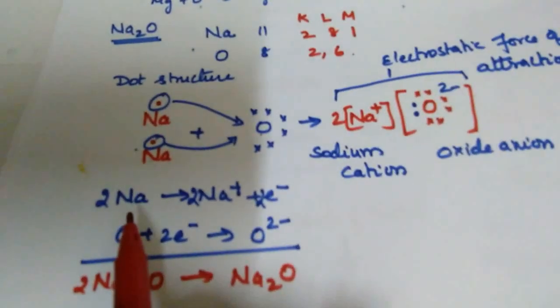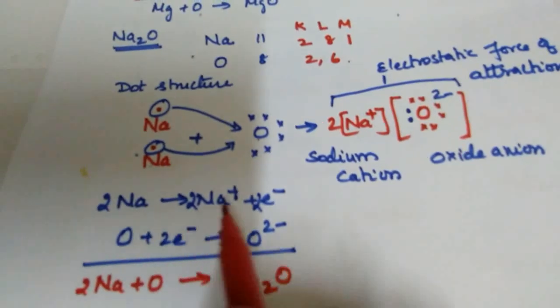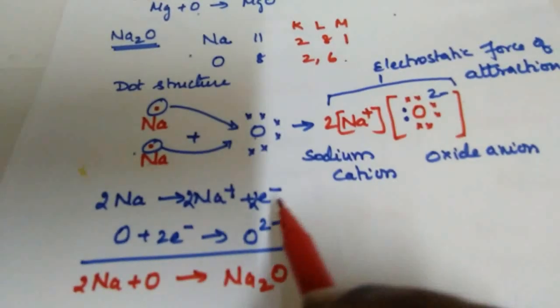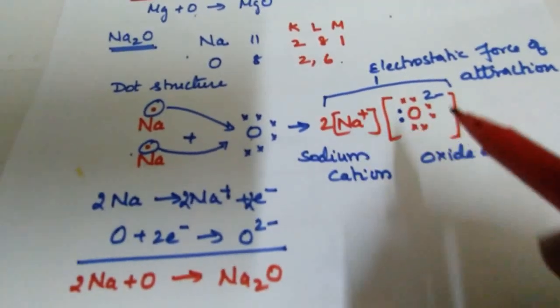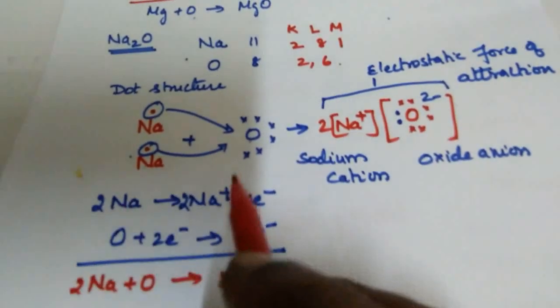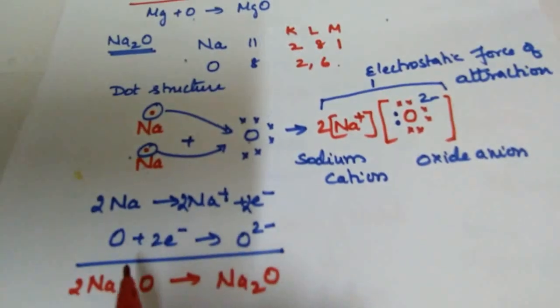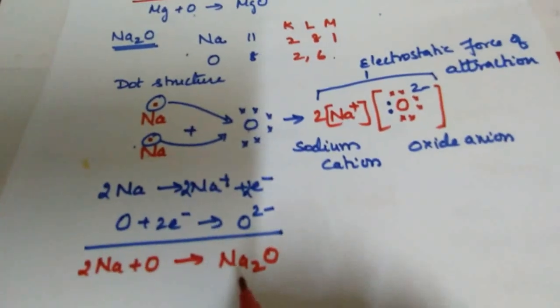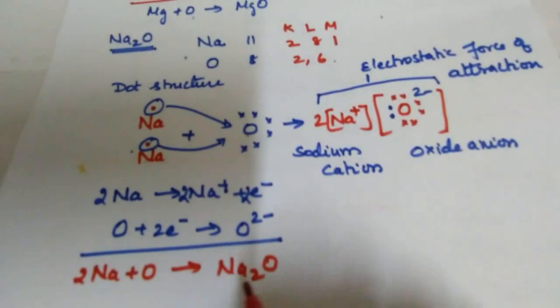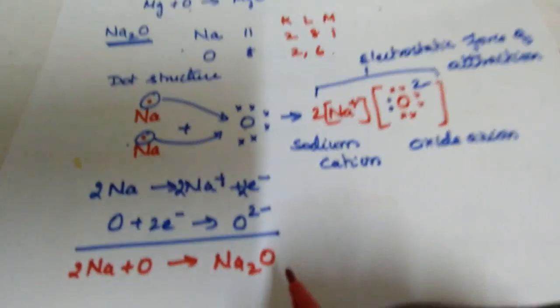In equation form we can write 2 Na giving 2 Na plus and 2 electrons. Why 2 Na? Because oxygen needs 2 electrons; only then will it be satisfied. So 2 sodium atoms have to come closer to oxygen. Oxygen takes up those 2 electrons and forms the compound Na2O, sodium oxide, disodium oxide.